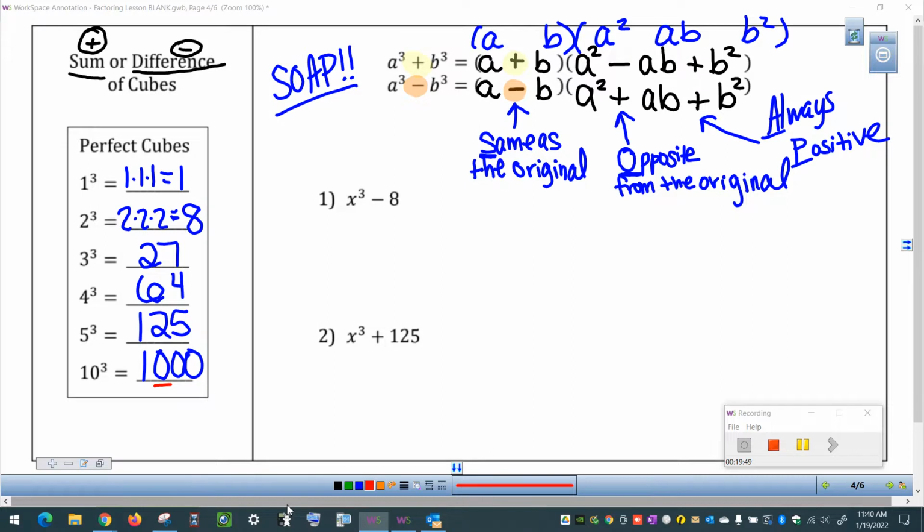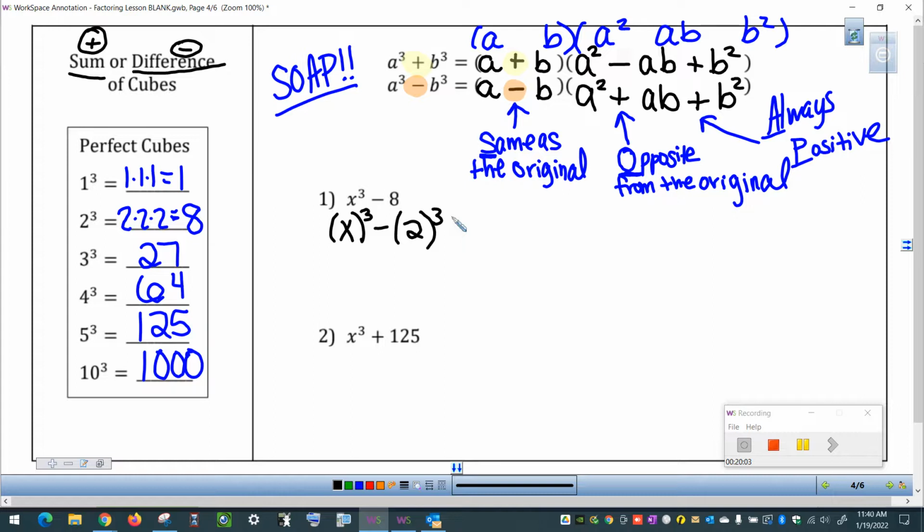So in our first problem, we want to factor x cubed minus 8. One of the first things I like to do here is rewrite this to identify what's A and what's B, especially since our formulas are heavily based on A and B. Let's rewrite them as what exactly is being cubed. Now the first one's a little bit easier. It's just x that's being cubed.